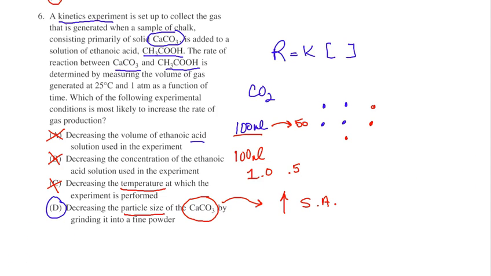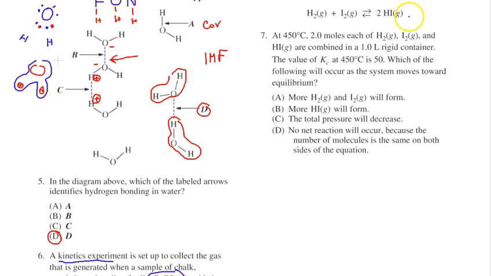Okay, number 7. So number 7, they're giving me a reaction and they're saying that the value of the equilibrium constant is 50. Don't get lost if they say Kc.